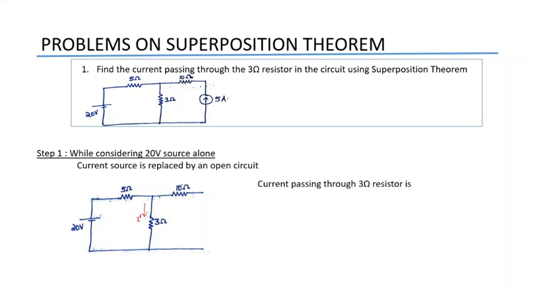Current passing through the 3 ohm resistor is I dash, which will be equal to 20 divided by 5 plus 3. 5 and 3 are connected in series. So the current through the circuit will be 20 divided by 8, that is 2.5 amperes. So we got I dash is equal to 2.5 amperes.